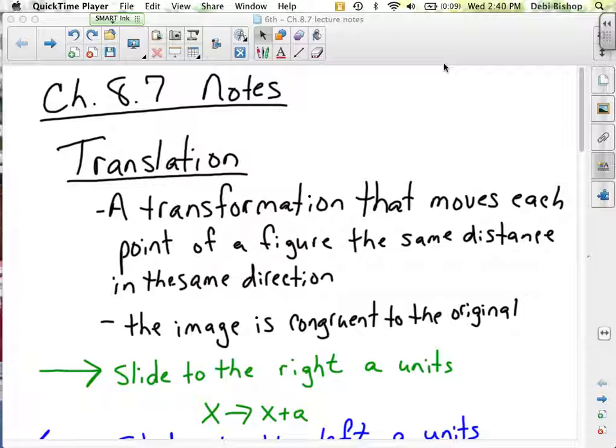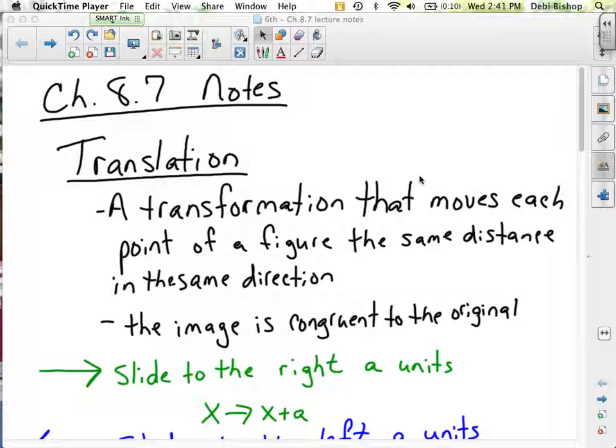So, a translation is a transformation that moves each point of a figure the same distance in the same direction. So the image is always congruent to the original image. And you'll find that all of these are congruent images. So basically, translation is sliding, either right and left or up and down or a combination of both. And I think of that as like a translation. You slide it into something else.